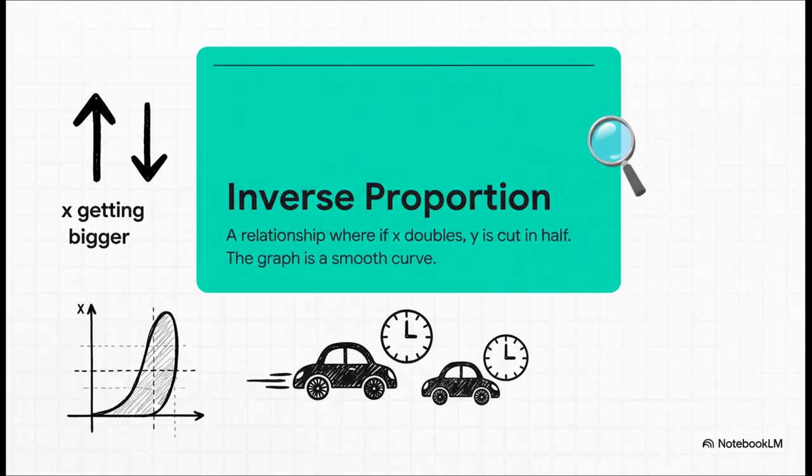This is inverse proportion. When x gets bigger, y gets smaller. For instance, when you doubled your speed from 10 to 20, the time was cut in half, from 12 hours to 6. And check out the graph. It's definitely not a straight line this time. It's this really cool smooth curve.